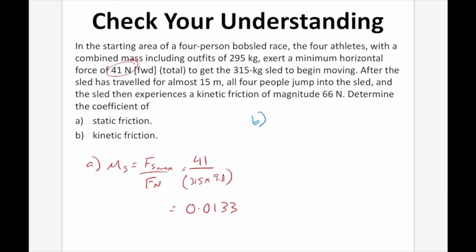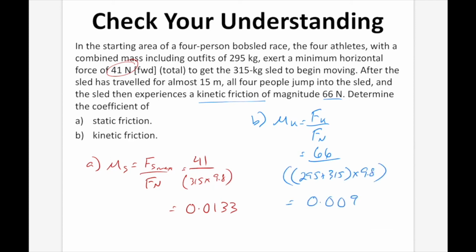For B, we're looking for mu k. Mu k is going to equal Fk divided by Fn. We're told that the kinetic friction is 66 newtons. So 66 divided by the total mass times gravity, because then the people are jumping into the sled at this point. So it's going to be the mass, which is going to be 295 plus 315 times 9.8. And that equals 0.00949. And that's our kinetic friction.